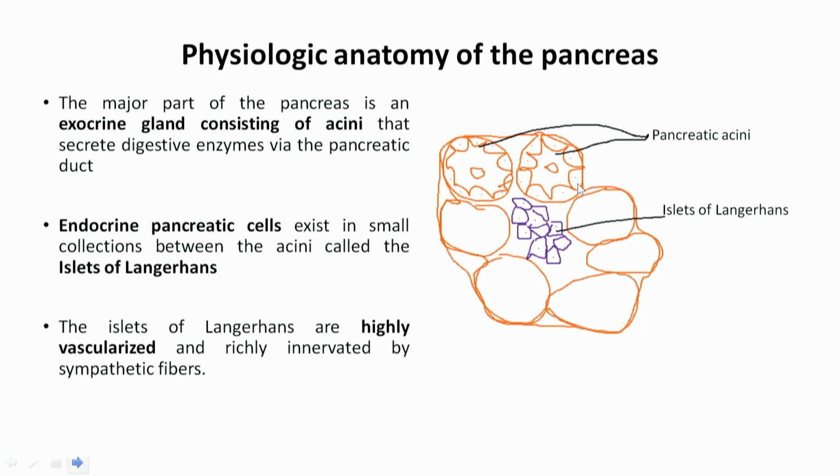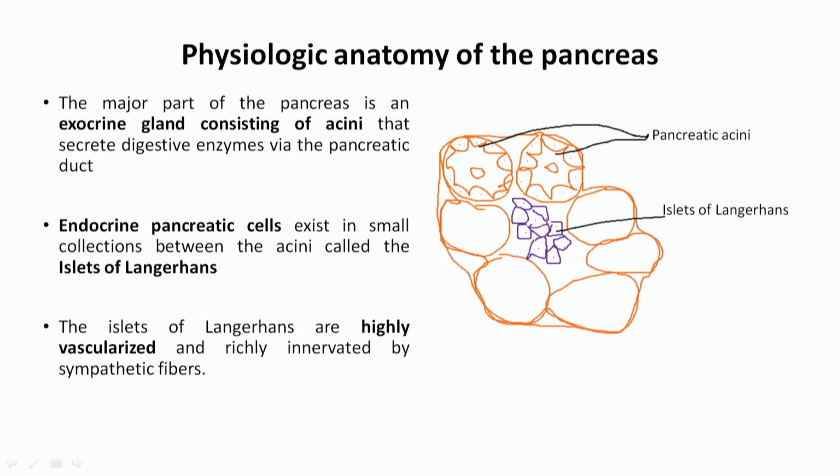The exocrine pancreas consists of the pancreatic acini, follicles that secrete their contents through the pancreatic duct. That is the pancreatic enzyme, and that is the exocrine part of the pancreas.